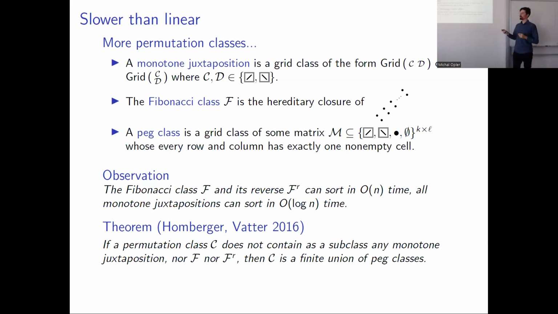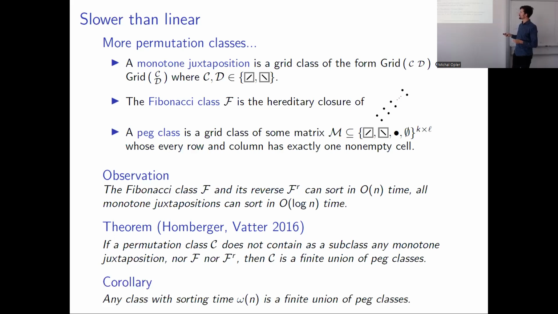if you think about what the PEC class means in terms of sorting, it means that you cut the input sequence into constantly many parts, and then you just reorder them in some fixed way while reversing some of them in place. That's what the PEC class means in the sorting language. And anyway, since these classes can sort in linear time, anything that sorts slower than linear must belong to this theorem, and therefore is a finite union of PEC classes.